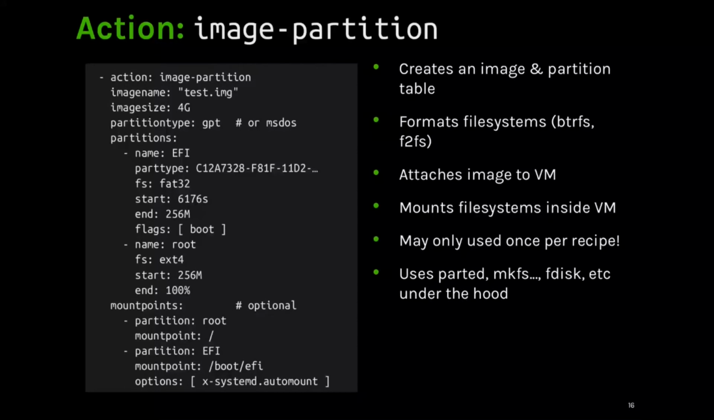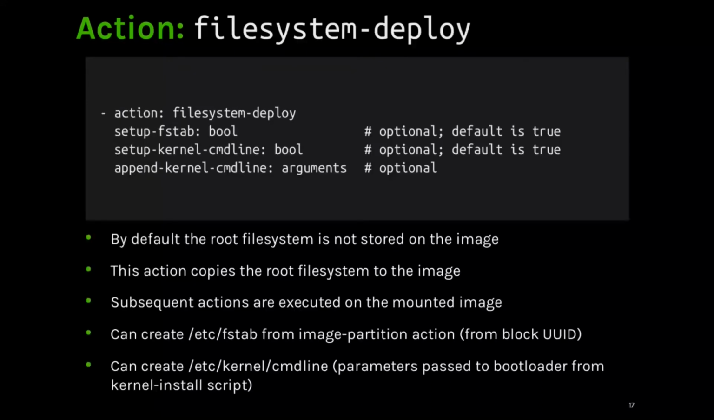And then you've got filesystem deploy, which basically copies all of your files into that image you've just created. By default, the root file system is stored in memory and you have to manually copy it over. There are some cases where you may not want to copy your files to the image, so we just make this step separate. So you have to actually deploy your files to the system or the image.